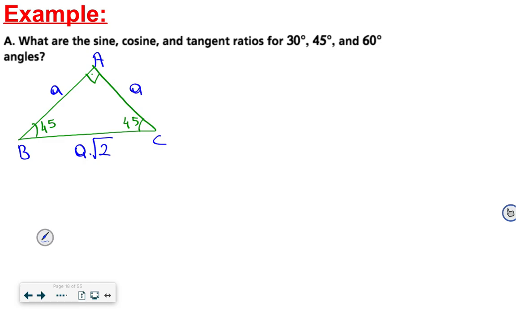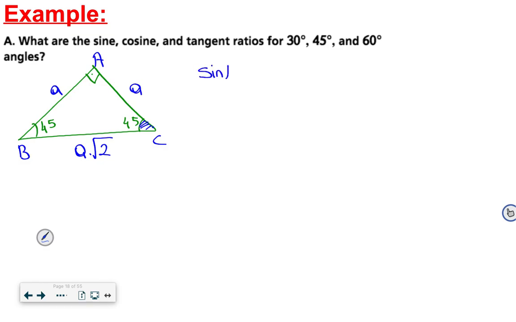We already proved this in our previous lesson, so that's why I'm not going to prove it again. I will use trigonometric ratios by using one of the 45-degree angles. It doesn't matter which angle you are using, B or C, they are the same 45-degree angle. So I would like to use the angle C.